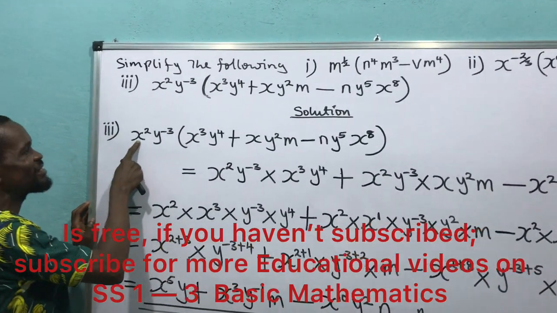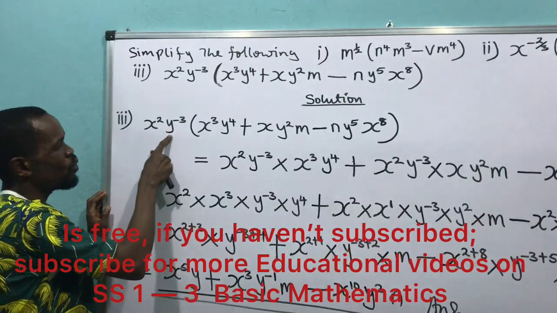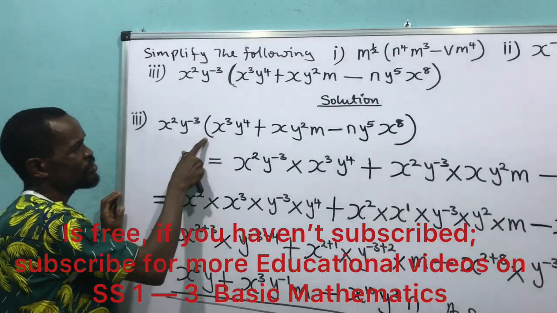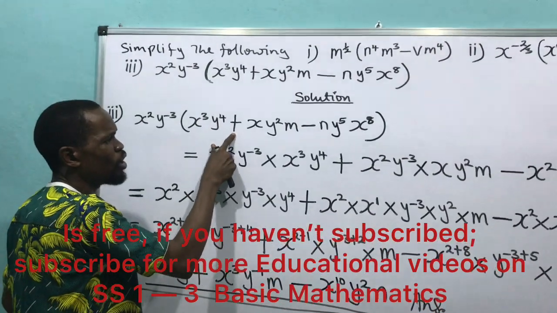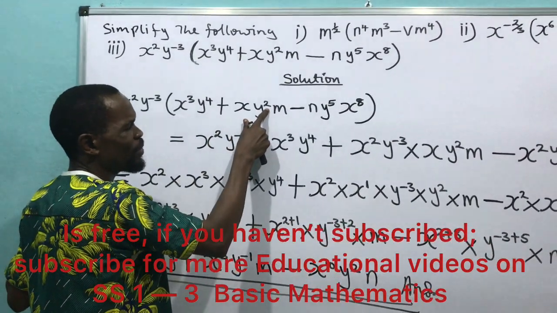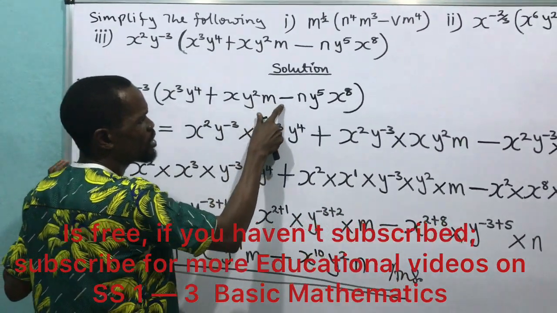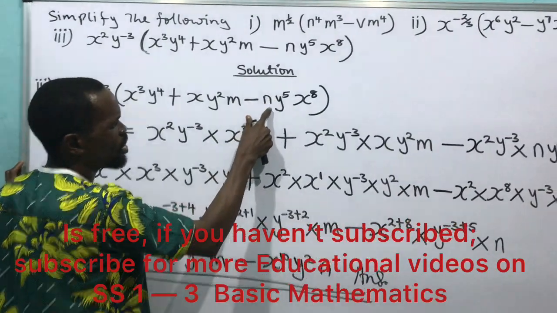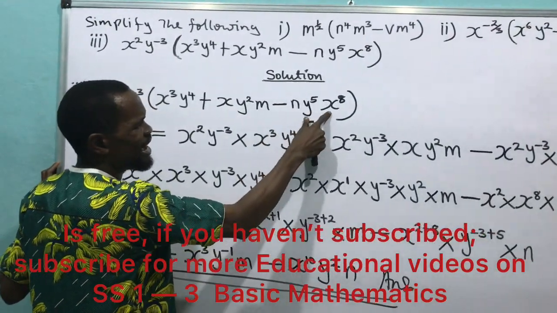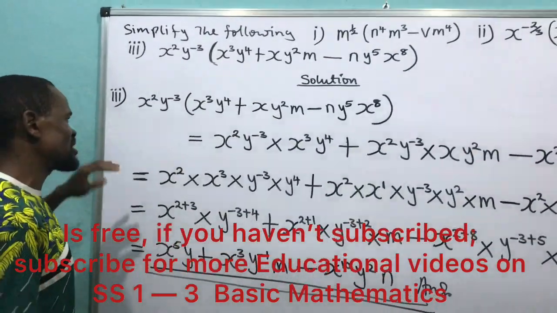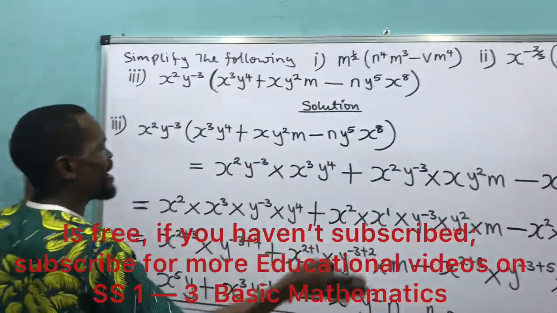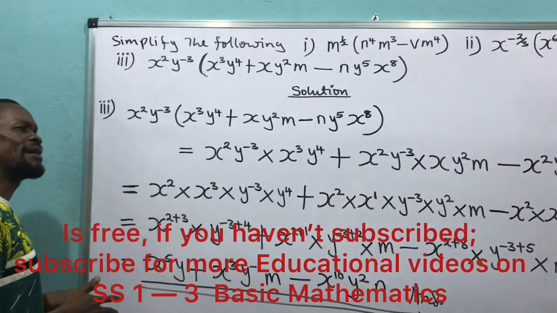He said x raised to the power 2, y raised to the power minus 3 into x raised to the power 3, y raised to the power 4 plus x y raised to the power 2, m raised to the power 1 minus n raised to the power 1, y raised to the power 5, x raised to the power 8. They say we should simplify. This simplify means open the bracket and collect the like terms.